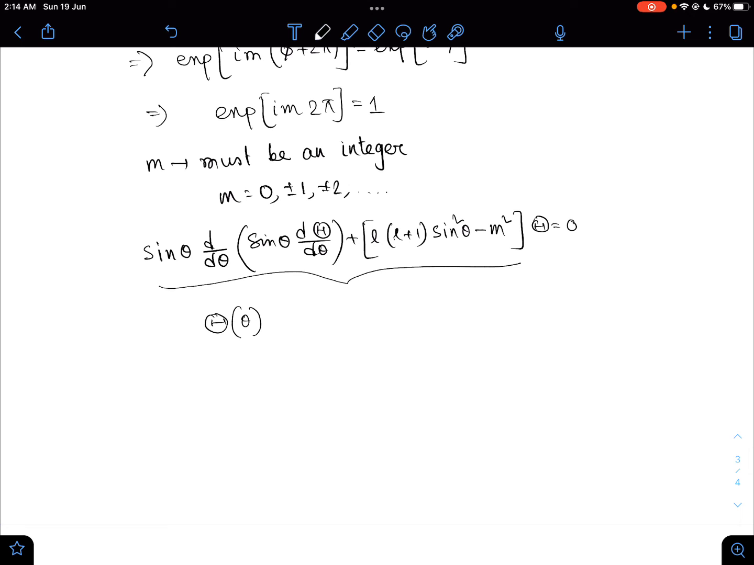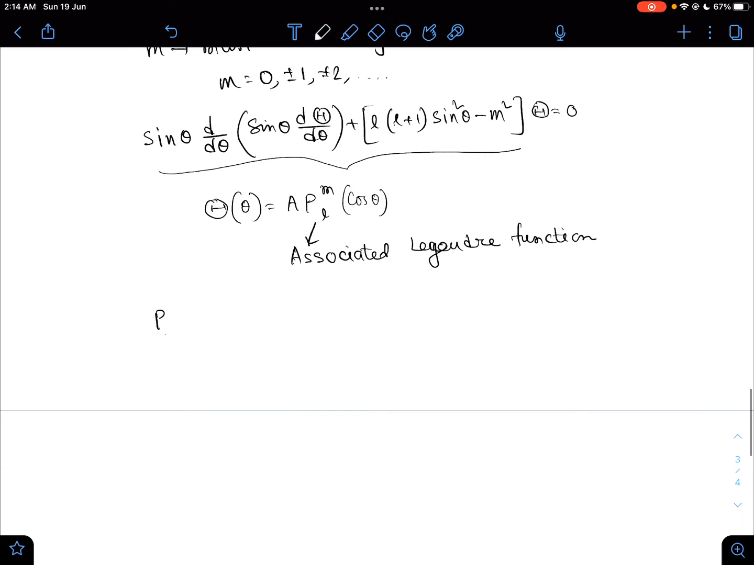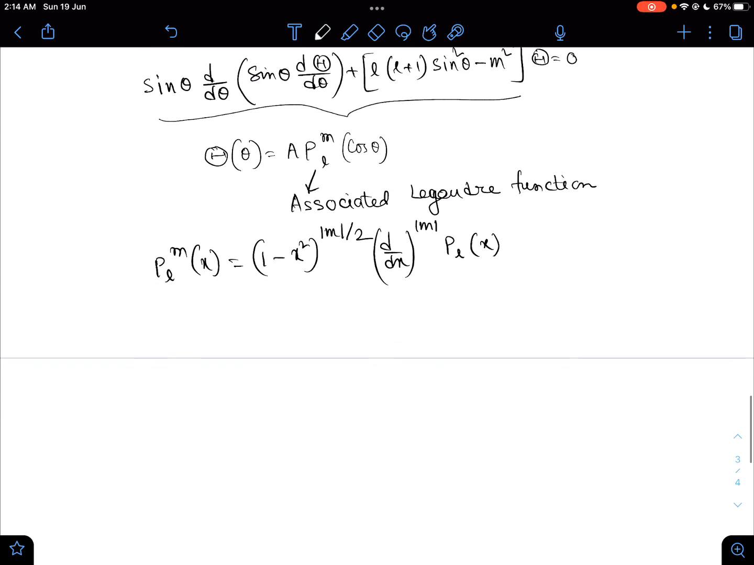So the solution is A P_L^m(cosθ). What does this P_L^m represent? This is the associated Legendre function. How is this defined? P_L^m(x) can be written as (1 - x²)^(|m|/2) d^m/dx^m P_L(x), where this P_L(x) is the Lth Legendre polynomial.